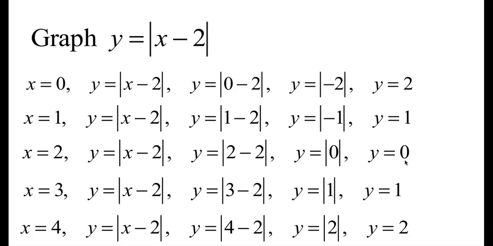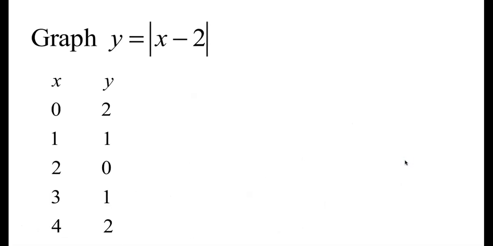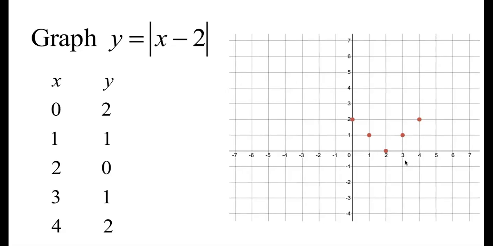So I have 5 points, and frankly, that's probably all that I need. So I have 0, 2; 1, 1; 2, 0; 3, 1; 4, 2. If I chose negative 1, minus 2 would be negative 3. Absolute value would be positive 3. So in my mind, I can think negative 1, 3 is also there. So notice where negative 1, 3 would be. Here's negative 1, here's 3 up there.